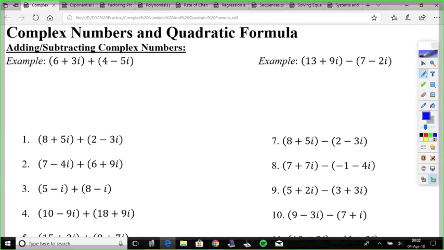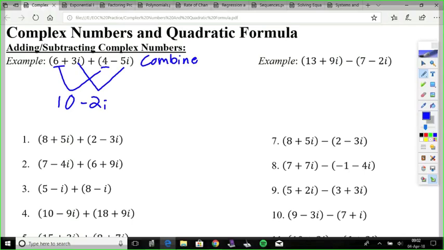So example 1, 6 plus 3i plus 4 minus 5i. All we're doing here is combining like terms, okay? So we're going to combine, I see 6 and the 4, right? We're adding these, so 6 plus 4 is 10, simple enough. And then our i terms as well, like terms. Now it's a positive 3 plus a negative 5, which is the same as 3 minus 5, so it's negative 2i. And that's it. We've combined them, we're all set.